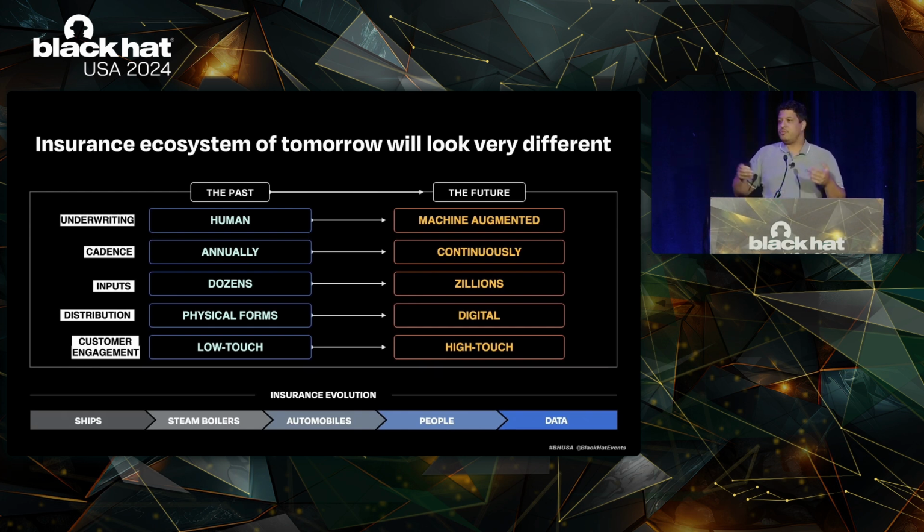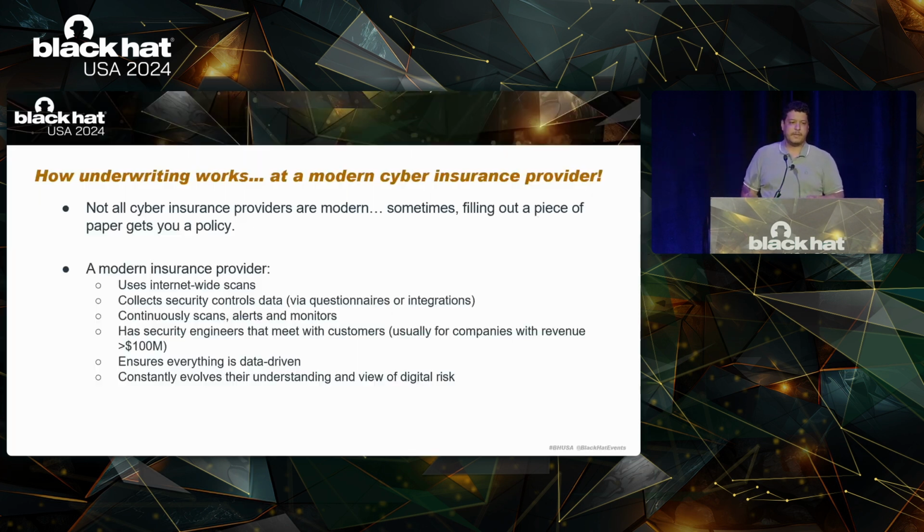The inputs change a lot because, again, it's data-driven. So we're talking about what sort of security controls you have. Do you have a strong password policy? How many people work at your company? How many assets do you have exposed to the internet? So it's trillions and trillions of data points that we want to use to correctly underwrite. Distribution moves from paper to digital forms, and customer engagement also changes from low touch to high touch. And I'll come back to this in a little bit.